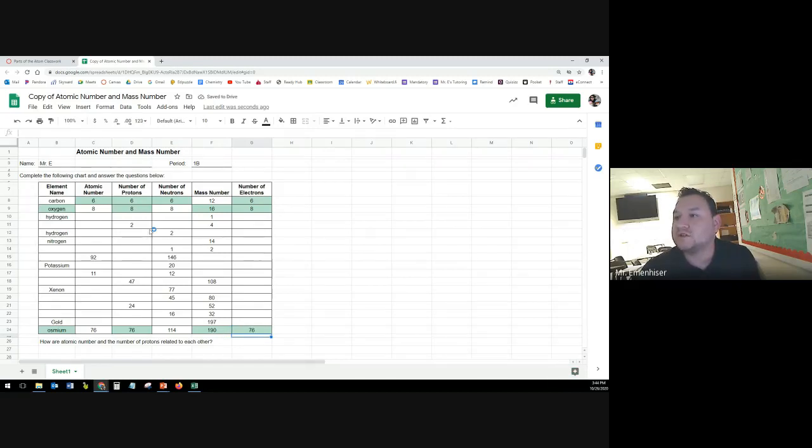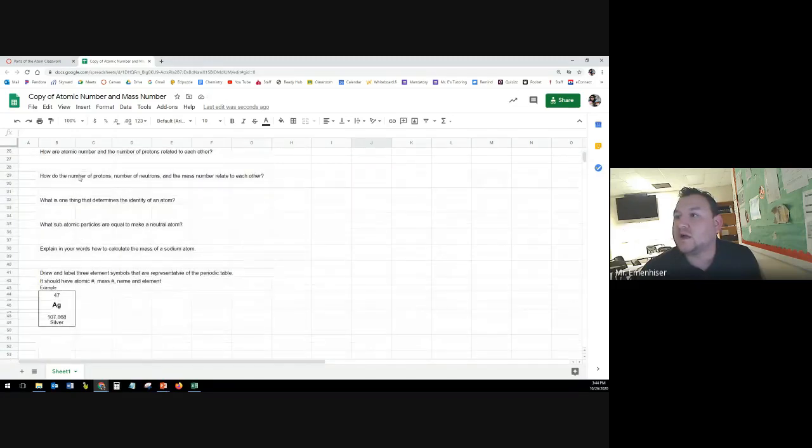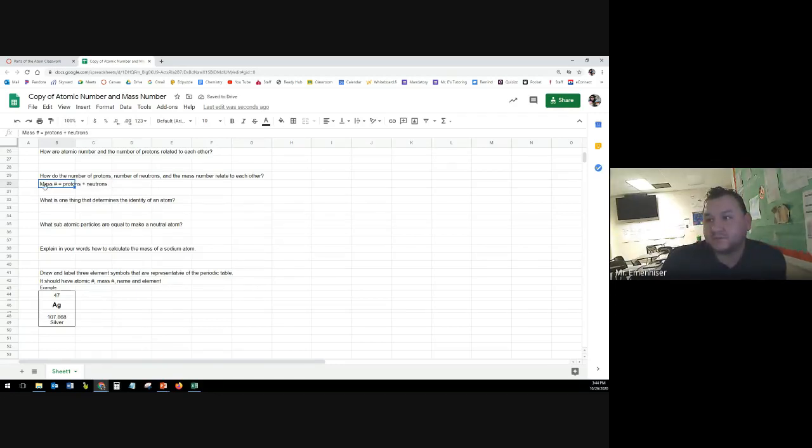All right, so finish filling in this table, and then scroll down. There are some questions down here. How are the atomic number and the number of protons related? I just talked about that. How do the number of protons, neutrons, and the mass number relate to each other? Well, we just said that the mass number is equal to protons plus neutrons.